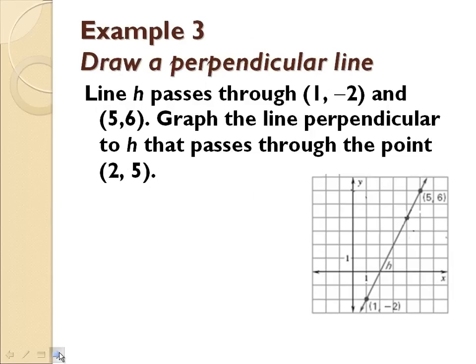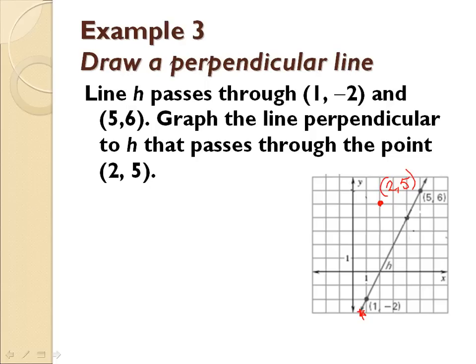Example 3. Draw a perpendicular line. So line H passes through (1, -2) and (5, 6). So I've got line H drawn right here. Graph the line perpendicular to H that passes through the point (2, 5). So the point 2, 1, 2, 3, 4, 5. So I want a line that goes through (2, 5), but it's got to be perpendicular to this one.